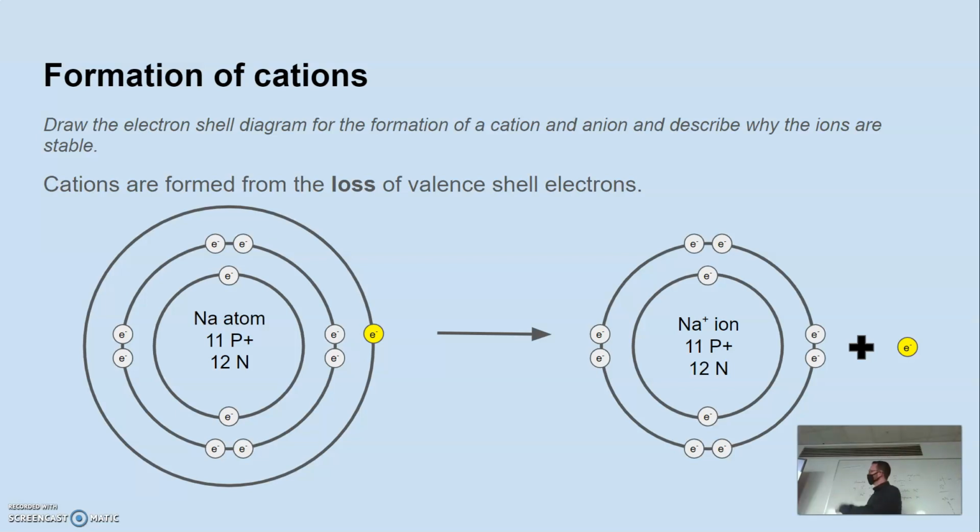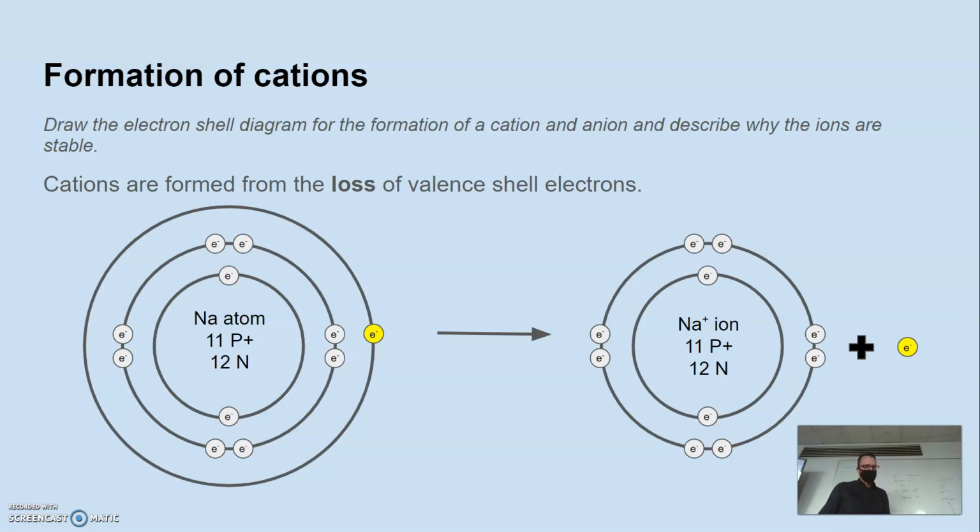Octet. Oct means 8. We want 8 in our outermost shell. I've got 1 in the outer shell. So is it easy to lose 1 or gain 7? Lose 1. Okay, so sodium, or our group 1 metals, are going to lose 1 electron. What do you notice about the size of the ion in comparison to the size of the atom? Right, so cations are smaller.